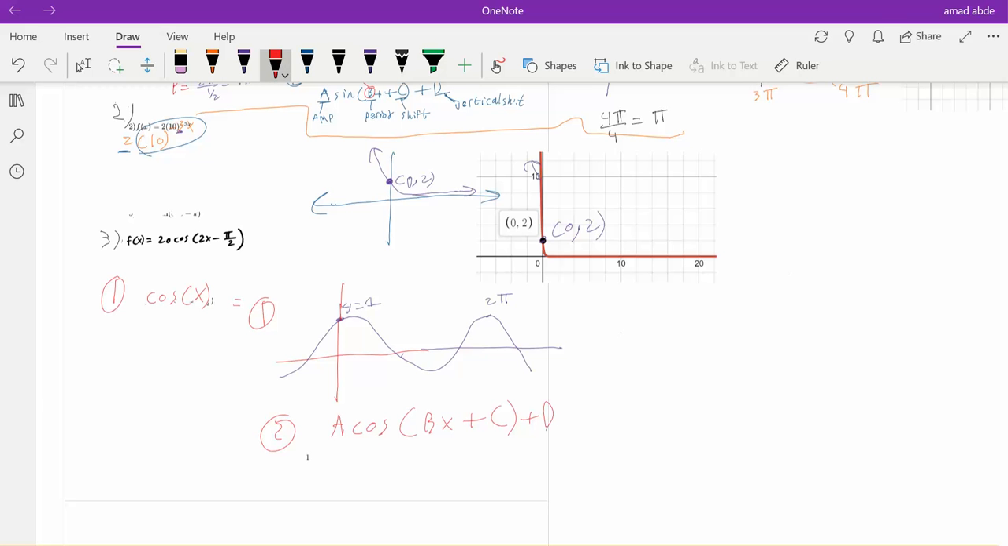First, we see that a equals 20, so the amplitude is just 20. Second, we see that there's a 2 where b is, so let's find the period. The period would just equal 2 pi over b, and in this case it's 2 pi over 2, which just equals pi.